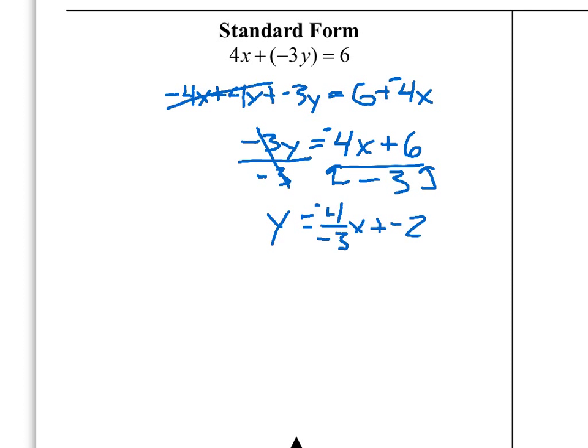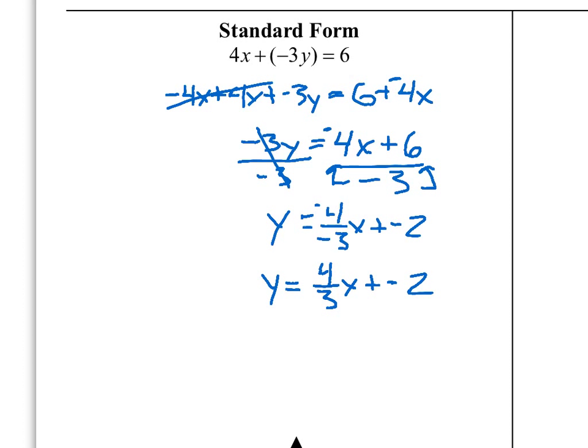So we're really close to y equals mx plus b form. There's one thing that we can do to help simplify this part really quickly. Brianna? Yeah, we have a negative divided by a negative, so we know that's going to be a positive 4/3 x plus negative 2. We're all set and ready for graphing.